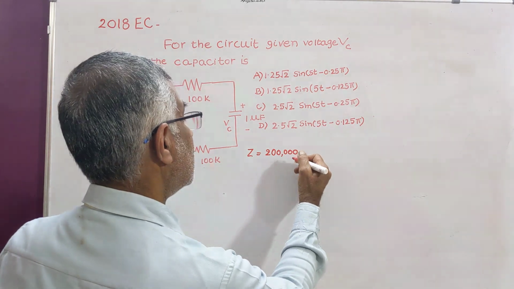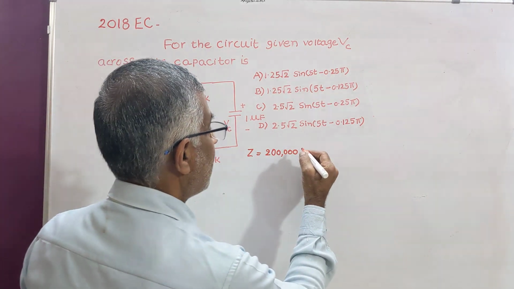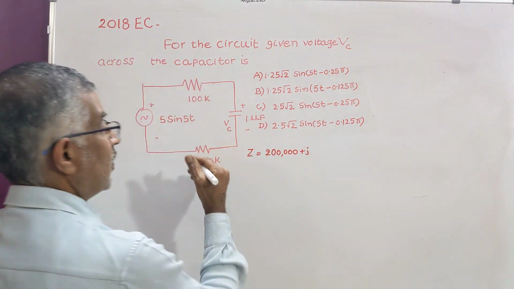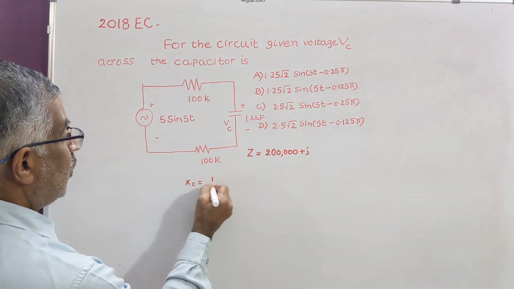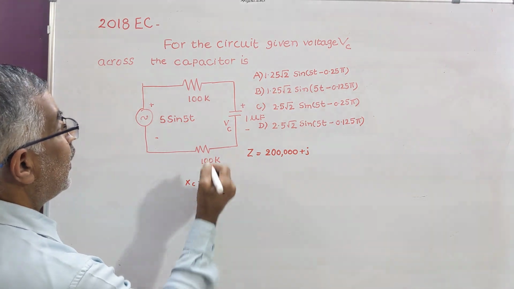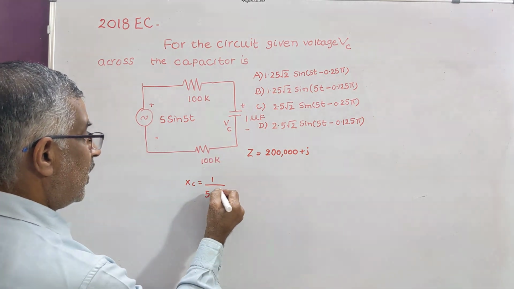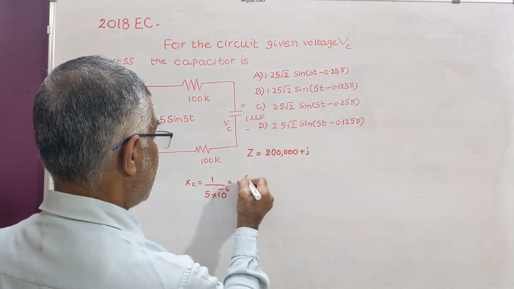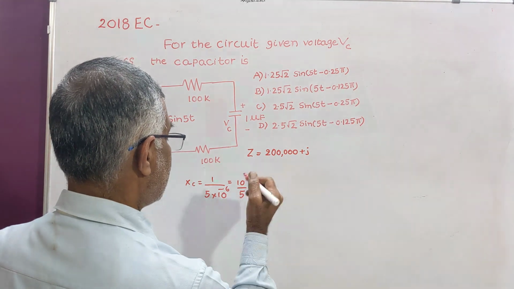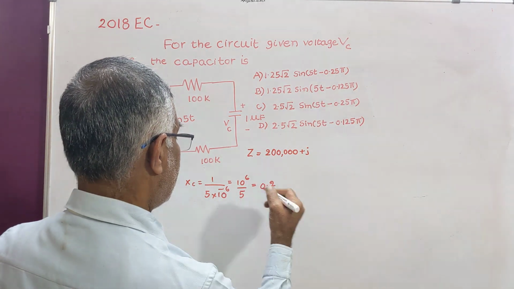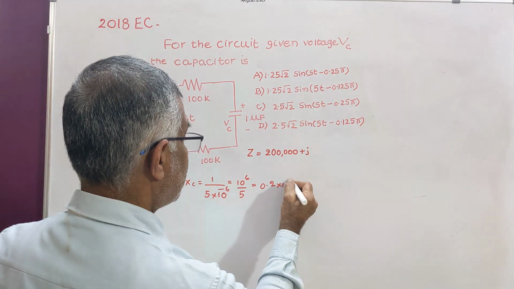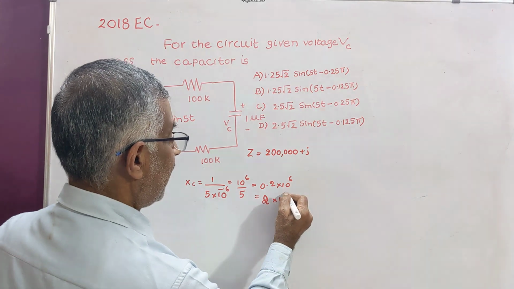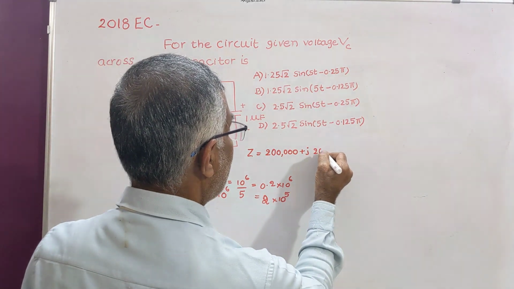200,000 plus j XC. XC is 1 over 5 into 1 microfarad. 1 microfarad, that is 10 to the power of 6 by 5. That is 0.2 into 10 to the power of 6, or 0.2 into 10 to the power of 5. 2 into 10 to the power of 5.